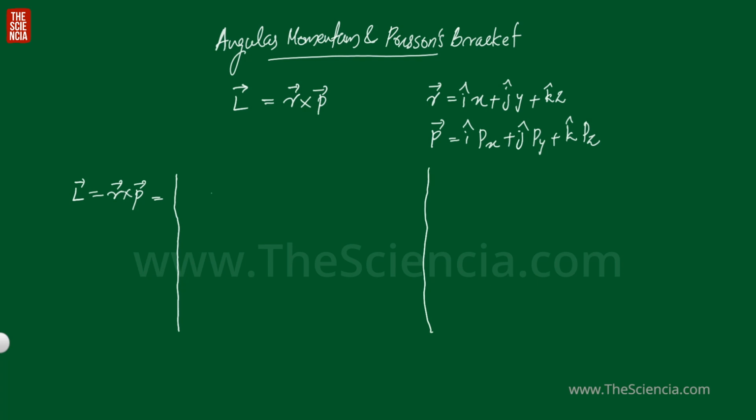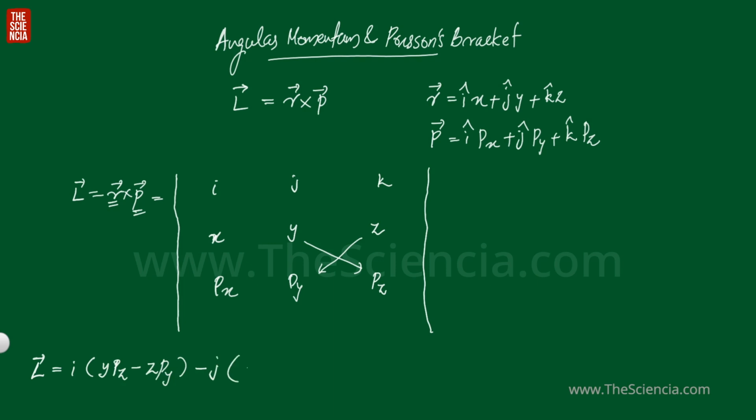So r cross p will be equal to the determinant of i j k. Now we substitute the components of r, that is x, y, z, and now we have to substitute components of p, that is px, py, pz. So what we get? We get L vector is equal to i into (y pz minus z py), right? Y pz minus z py, minus j into (x pz minus z px), plus k cap into (x py minus y px).